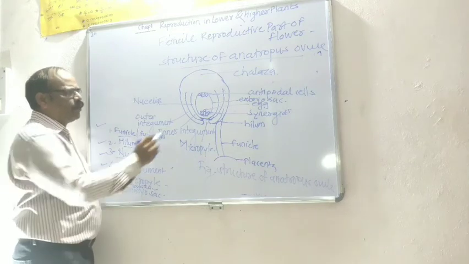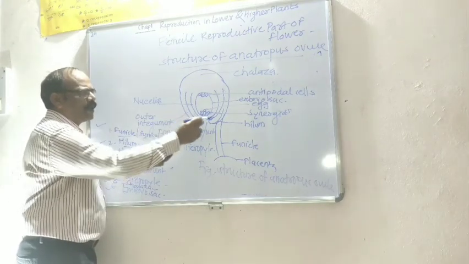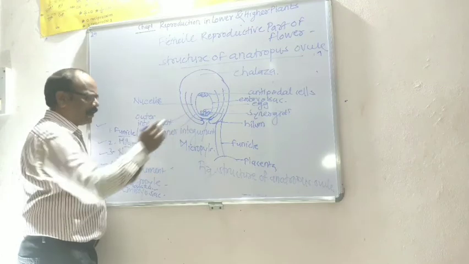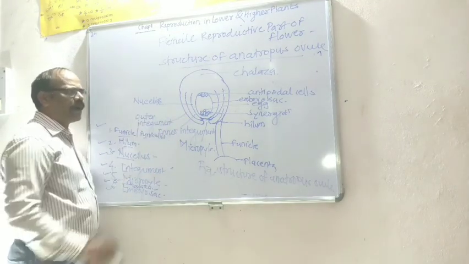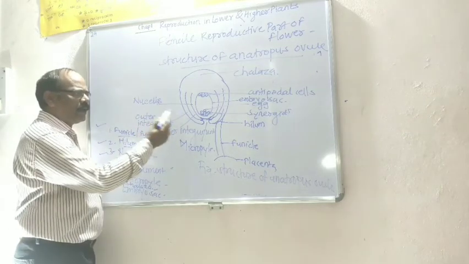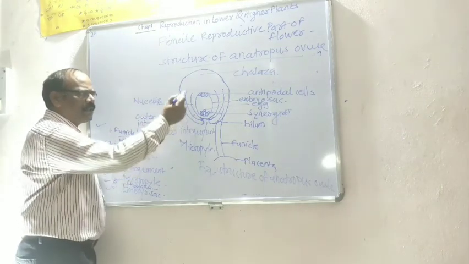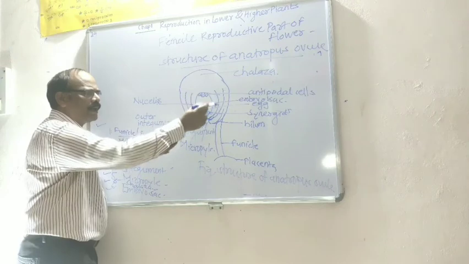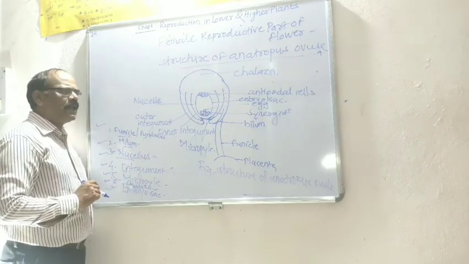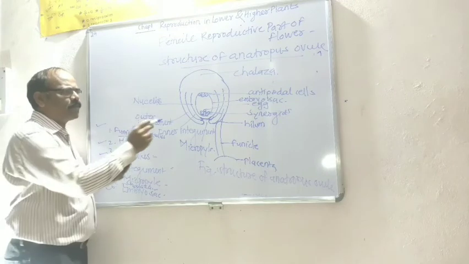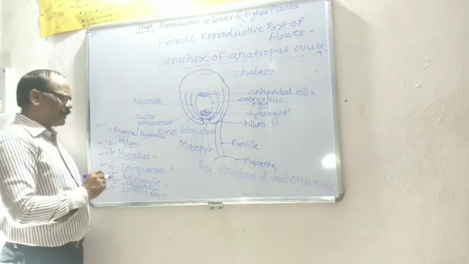Then the integument. The nucellus is surrounded by a double layered covering, that is called the integument. It is also called a two-layer covering, so it is called bitegmic. There is an outer integument and an inner integument. It acts as the protective covering over the nucellus.